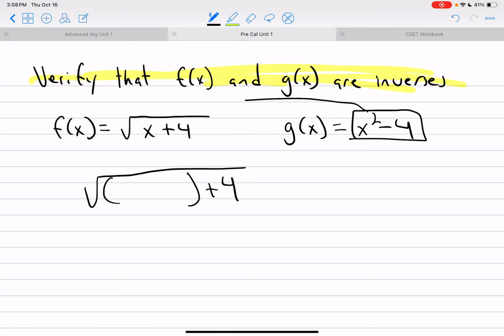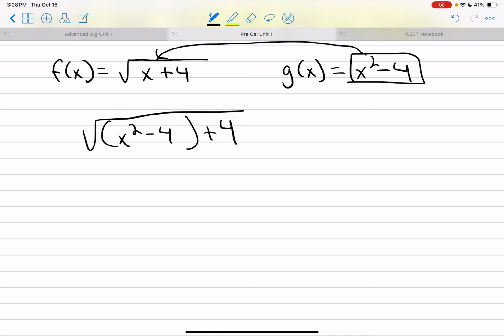And now I'm going to take it, and I'm going to put it inside there. So x squared minus 4. All right, so now if I start canceling stuff, things should work. And remember, this is where you have to show me step by step where things would cancel.